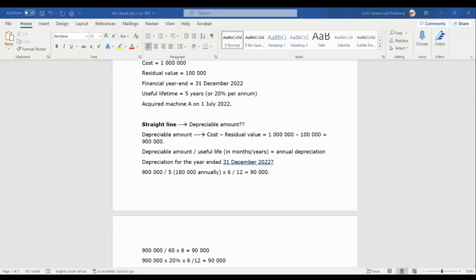We've only depreciated at the end of the 22 year for the months of July, August, September, October, November, and December 2022. So thank you. It's that 90,000. Right. So it was only the initial year's depreciation. So our accumulated depreciation at the end of year one will also be 90,000 rands. So therefore, what is going to be the carrying amount for this asset, machine A, at the end of December 2022?